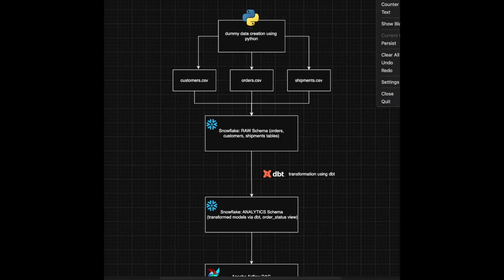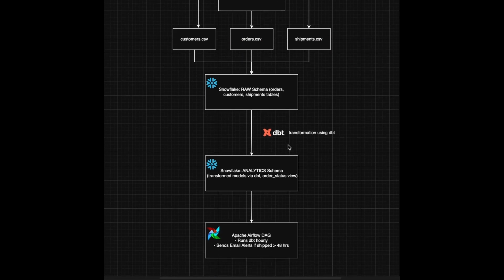So allow me to explain it. Starting from this part, first, the number one part of the system design, the whole project, is creating and exporting dummy data, which we will do using Python, which will create three files. Number one is customers.csv, then orders.csv, then shipment.csv, these three files.